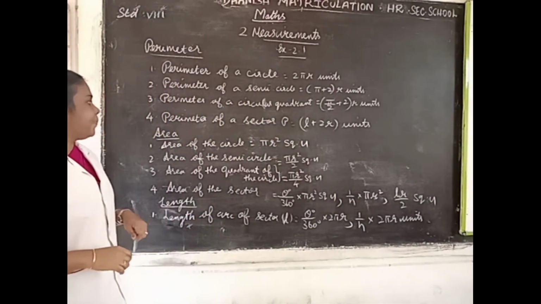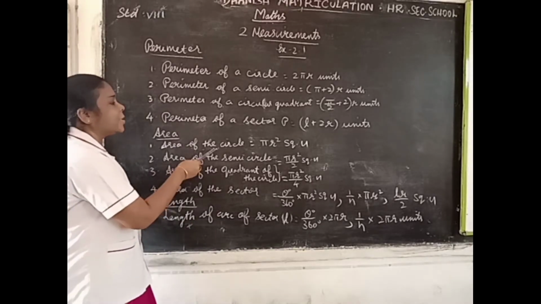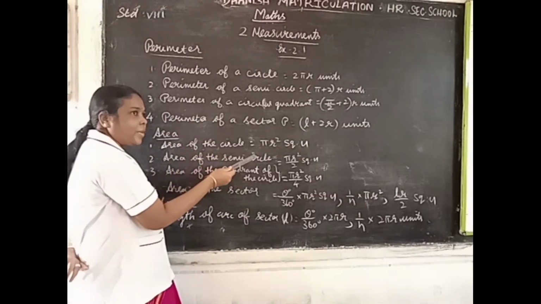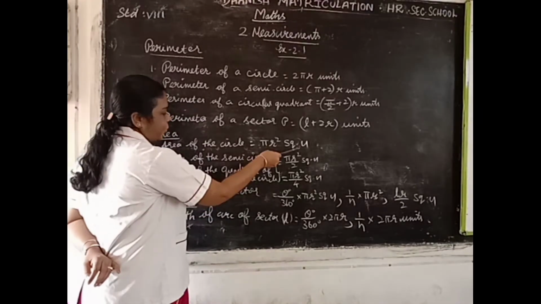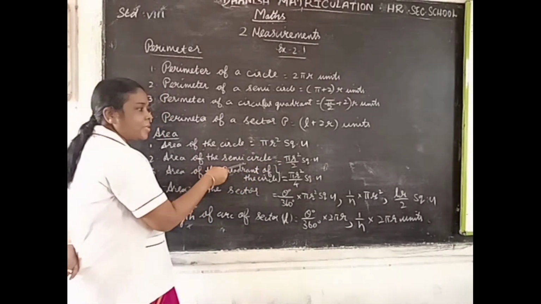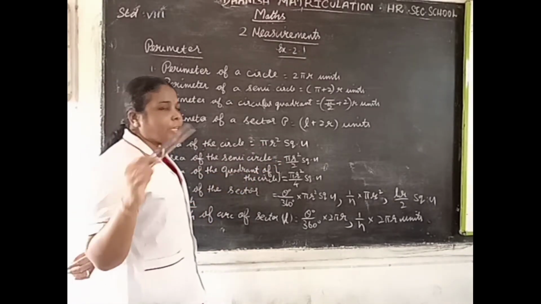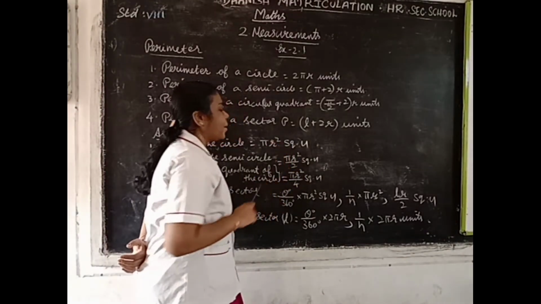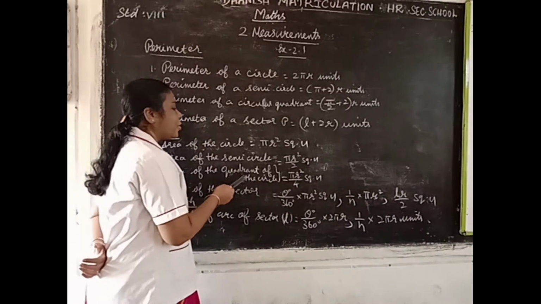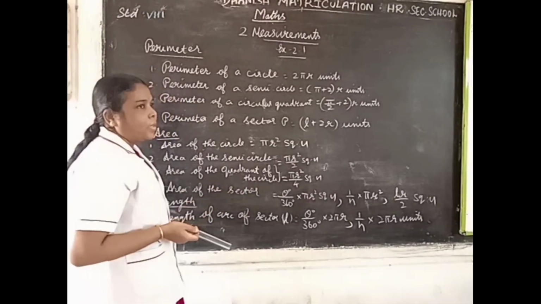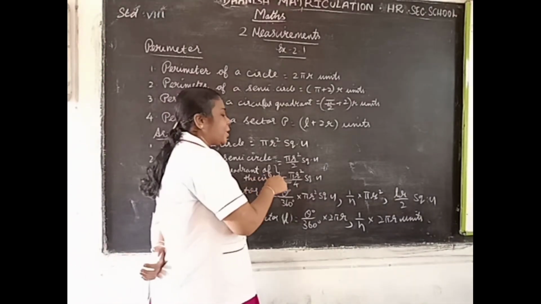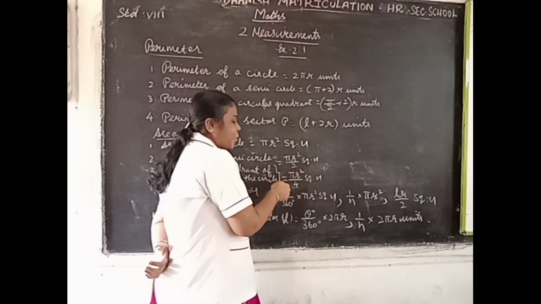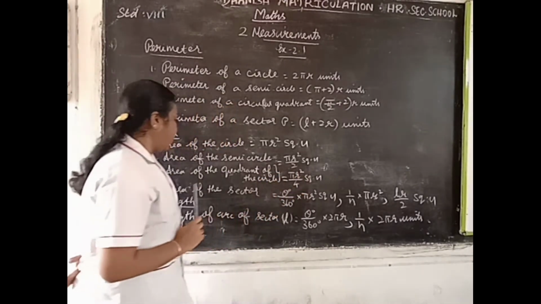Now, area. Area of the circle, you know very well, pi r square unit. Semicircle means the circle is divided into two parts. Therefore, pi r square by 2 square unit. Then area of quadrant of the circle. Quadrant means the circle is divided into 4. Therefore, pi r square by 4 square unit.